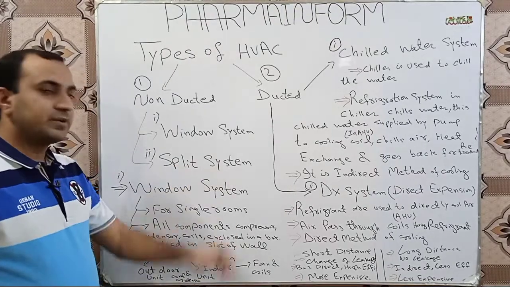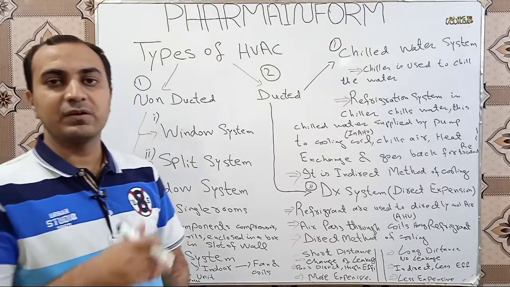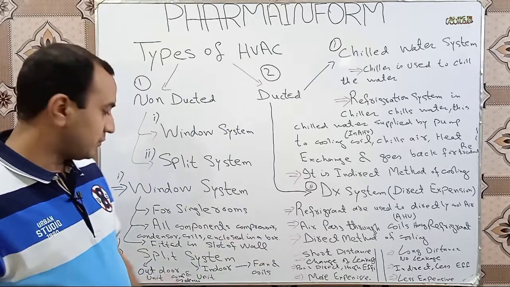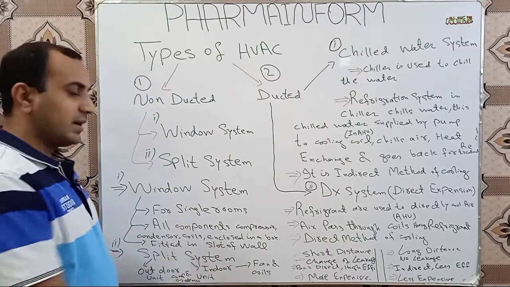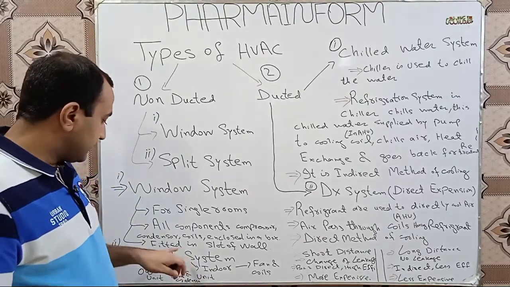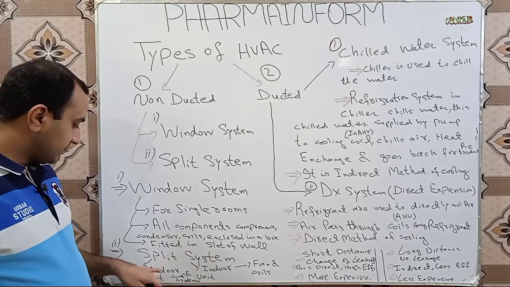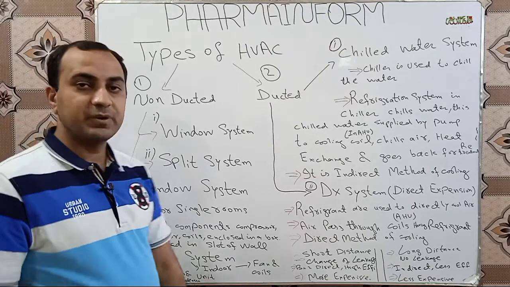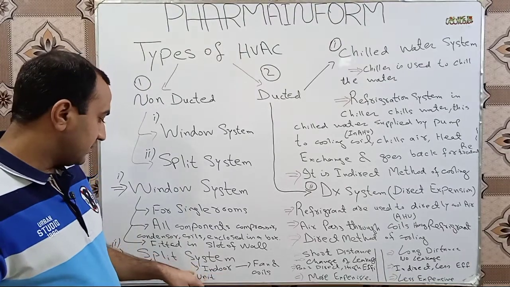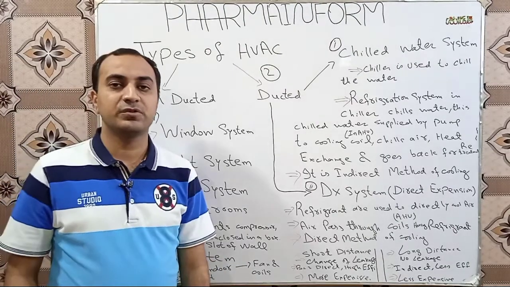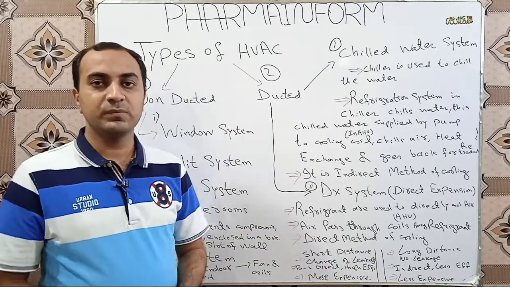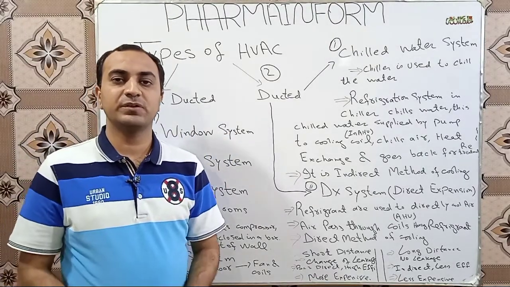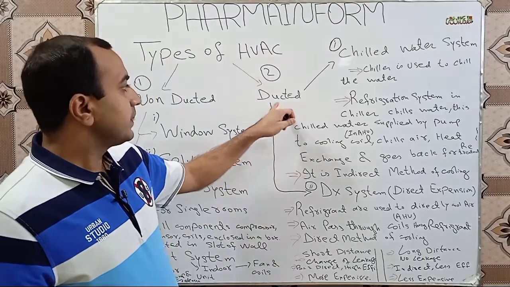The other one is the split system. As we know, the split system we use in our homes for single rooms consists of two units. One is outdoor and the other one is indoor. In the outdoor unit we have the condenser and compressor, and the indoor unit has the fan and coils. So this was a brief overview of the non-ducted system. Now we will move towards the ducted system.